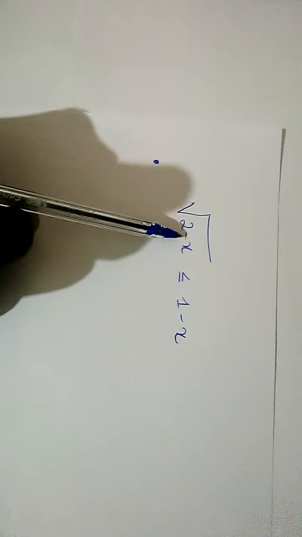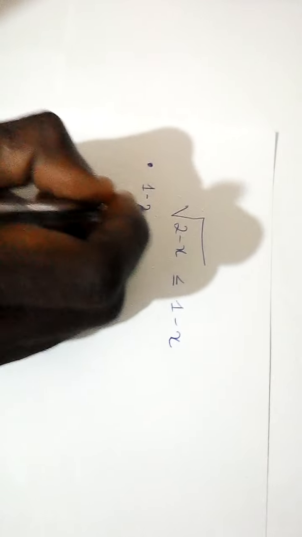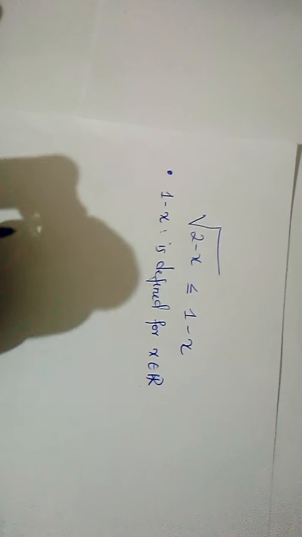Now, in this case, we have two functions. We have the function 1 minus x. So we find the domain. 1 minus x is defined for x in the set of real numbers because it is a line.